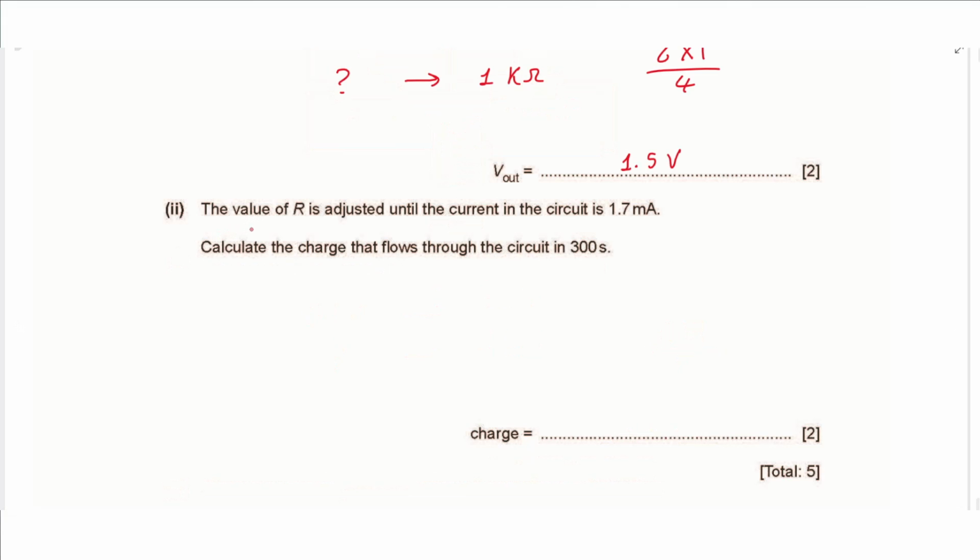Part I says the value of R is adjusted until the current in the circuit is 1.7 milliamperes. Calculate the charge that flows through the circuit in 300 seconds. So we can use the equation charge is equal to current multiplied by time, or Q equals I T. We have 1.7 milli, which is 10 to the power of negative 3. Then you multiply by the time in seconds, 300. That gives an answer of 0.51 coulombs.